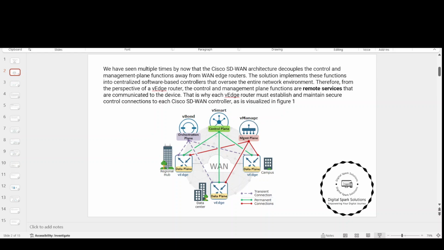DTLS versus TLS. Cisco SD-WAN supports two transport layer security protocols that vEdges use for control plane tunnels: DTLS, Datagram Transport Layer Security, defined in RFC 6347, and TLS, Transport Layer Security, defined in RFC 5246. Both protocols are very similar, and from a high level, they both serve the same goal: to provide end-to-end transport security between a router and an SD-WAN controller. The main difference is that DTLS uses UDP and TLS runs over TCP. This means that they handle packet loss differently.